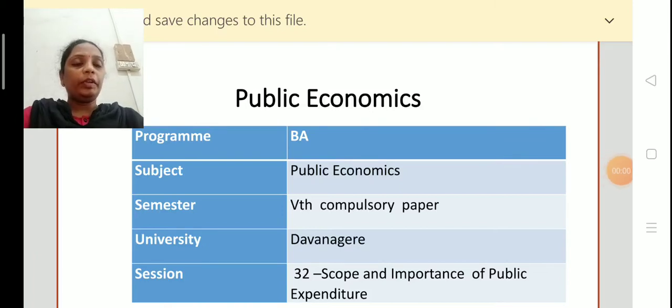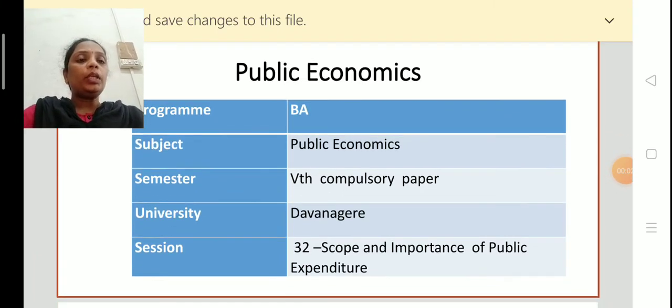Good afternoon, everyone. Today I am explaining the scope and importance of public expenditure.